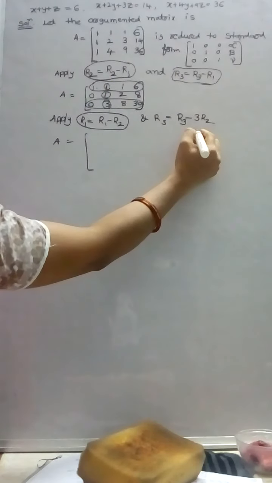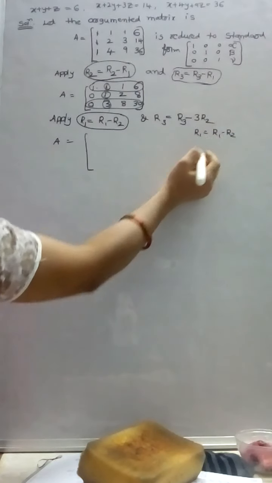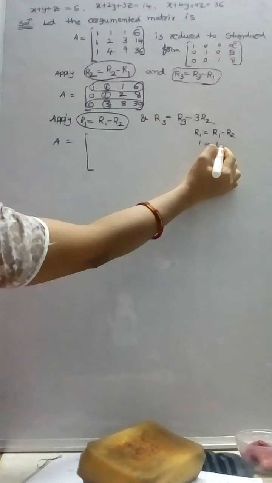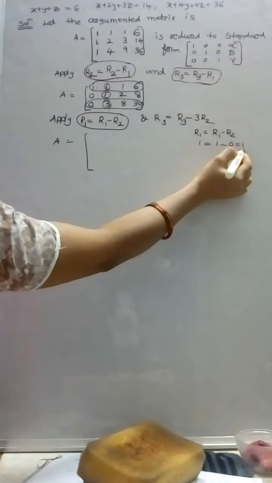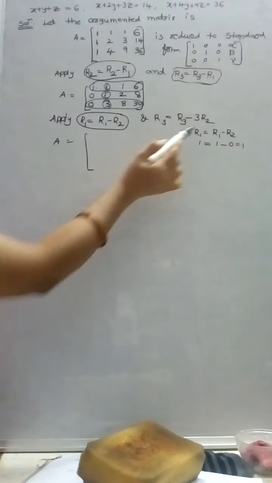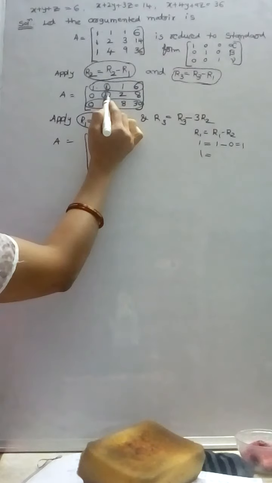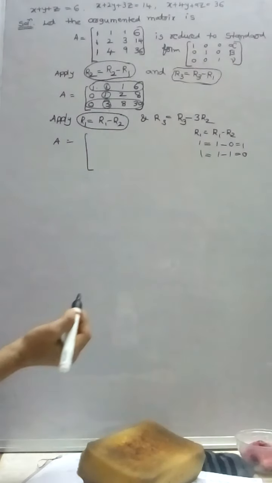Now, first row according to this order. Here R1 element is 1, 1 minus R2 corresponding element is 0, 1 minus 0 equals 1. Next, R1 second element is 1. The corresponding element of R2 is 1. 1 minus 1 is equal to 0.